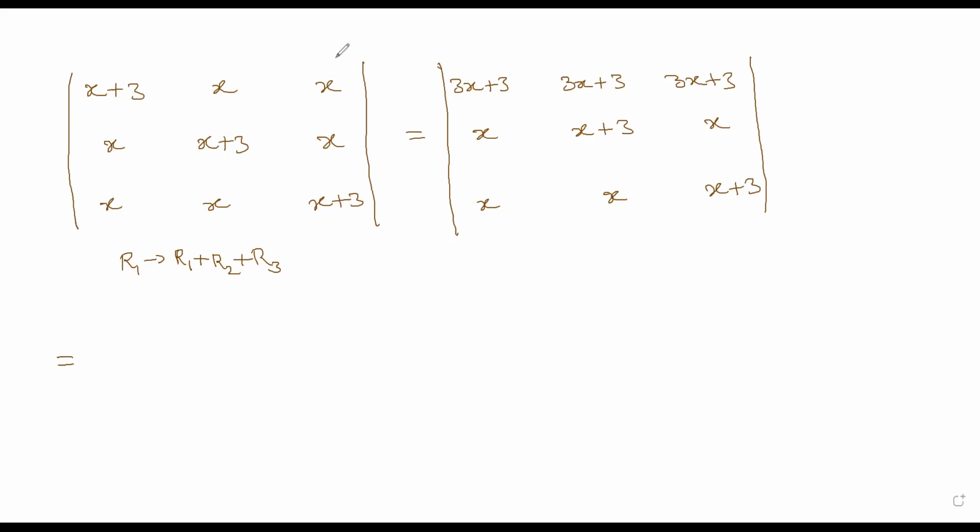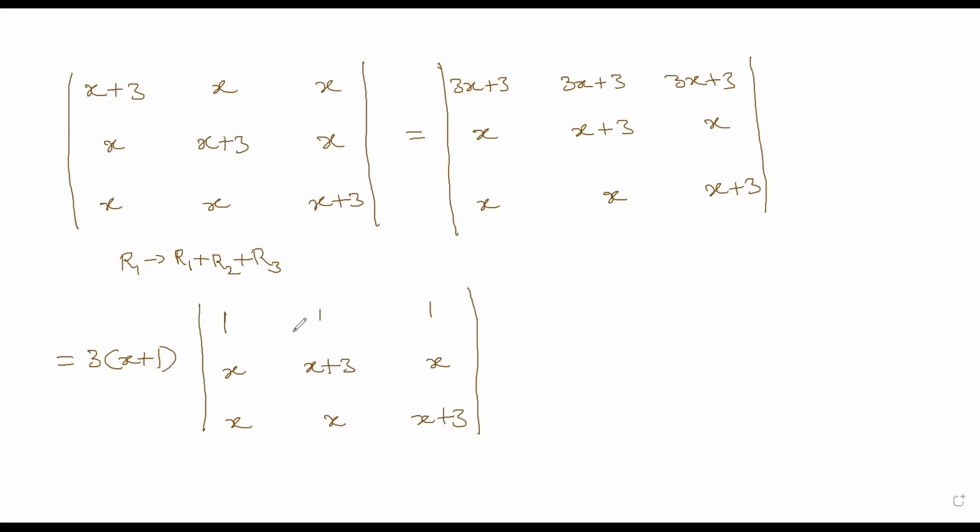So let's replace that with 3 times x plus 1, because in our answer, x plus 1 is there. So I have taken 3x plus 3 as common, so that is 3 times x plus 1. So here I get 1, 1, 1, then x plus 3, x, x plus 3, x, x plus 3.